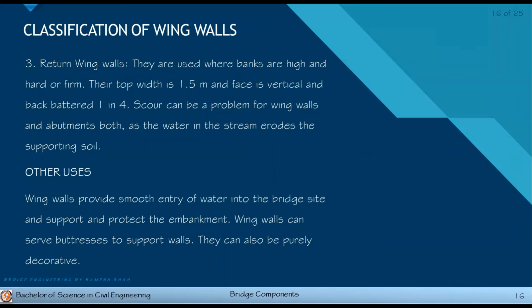So there are other uses of wing walls. Wing walls provide a smooth entry of water into the bridge site and support and protect the embankments. Wing walls can serve as buttresses to support walls. They can also be purely decorative. Yeah, the wing walls are also decorative. I find it cute, the bridge, as well as it provides a smooth entry to the bridge site.